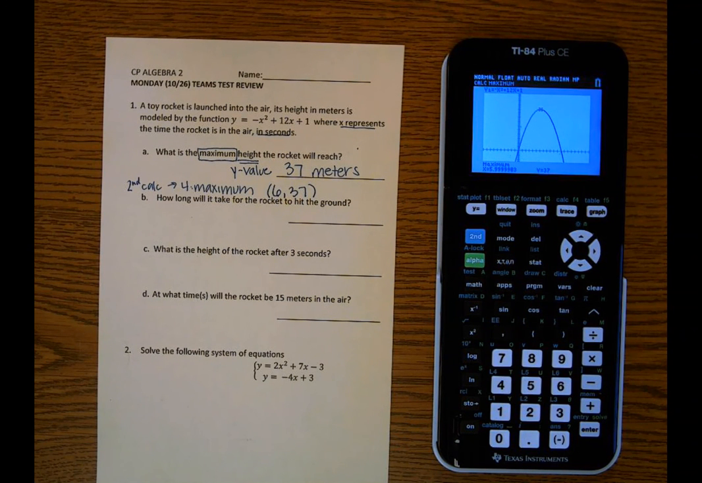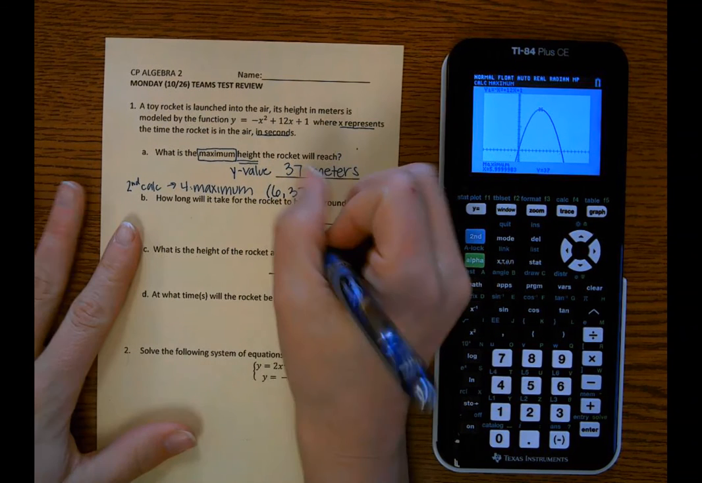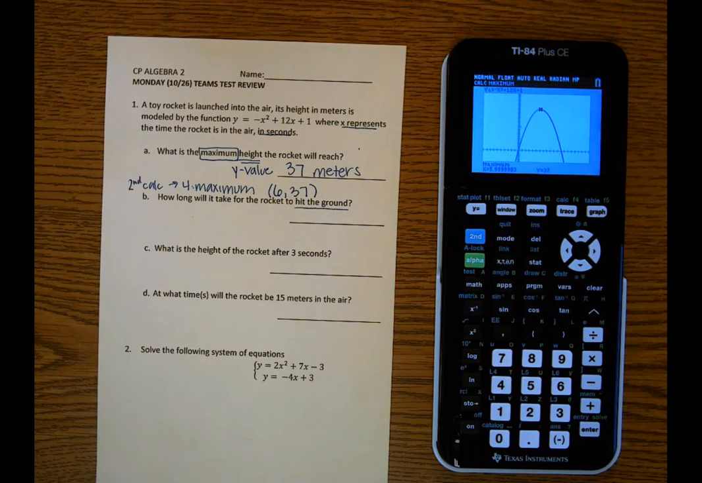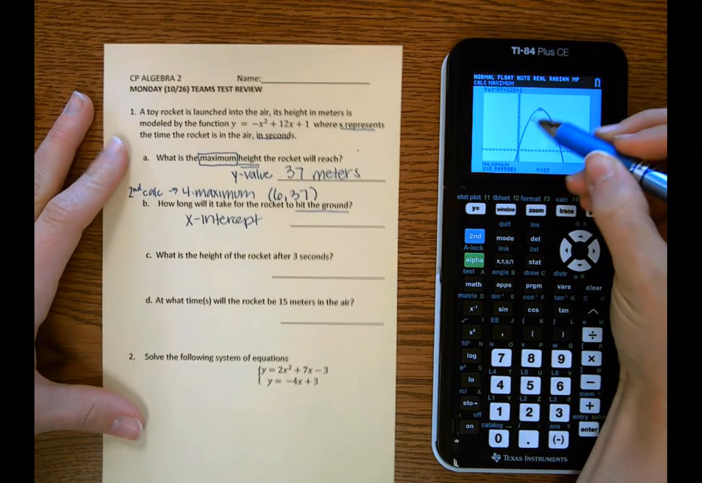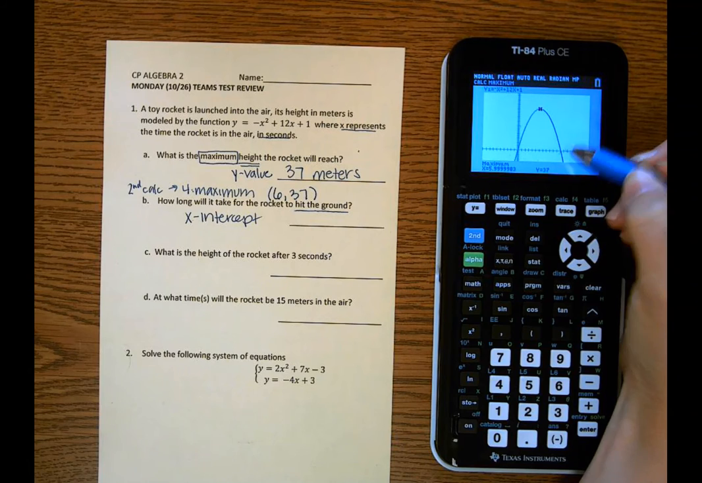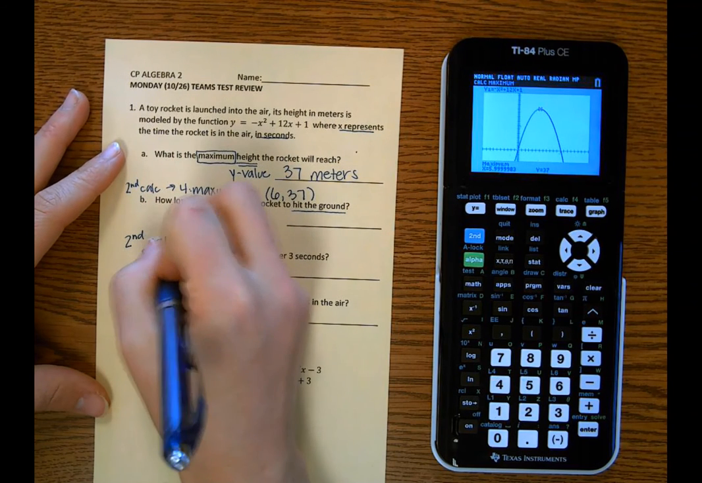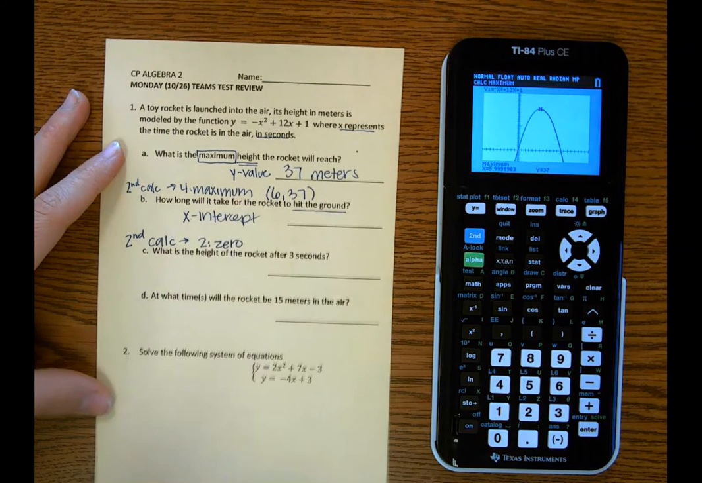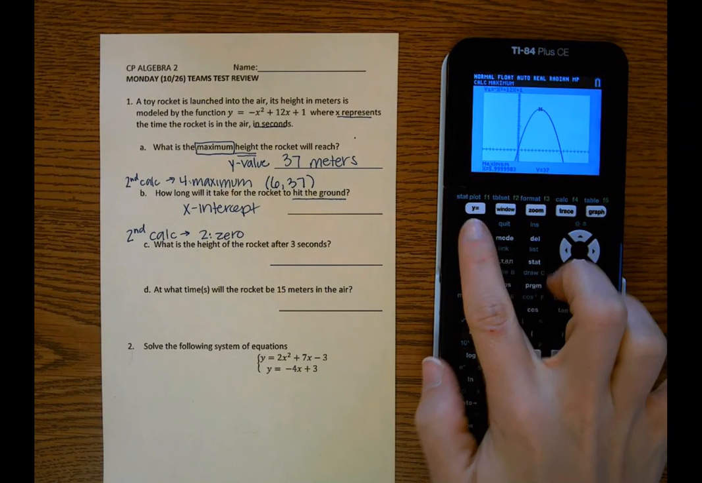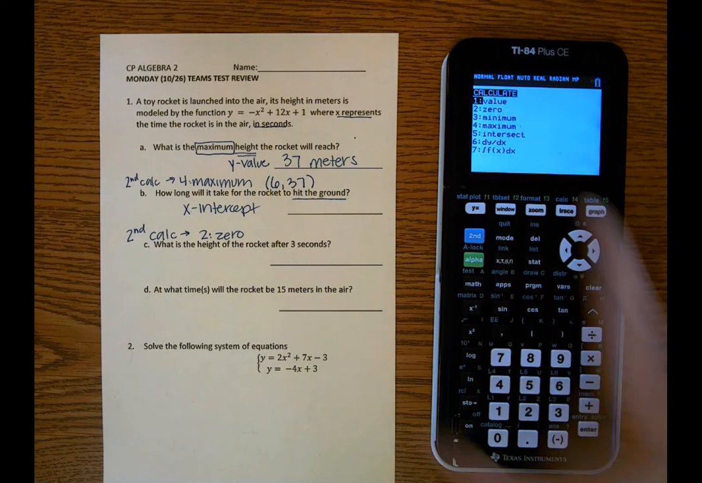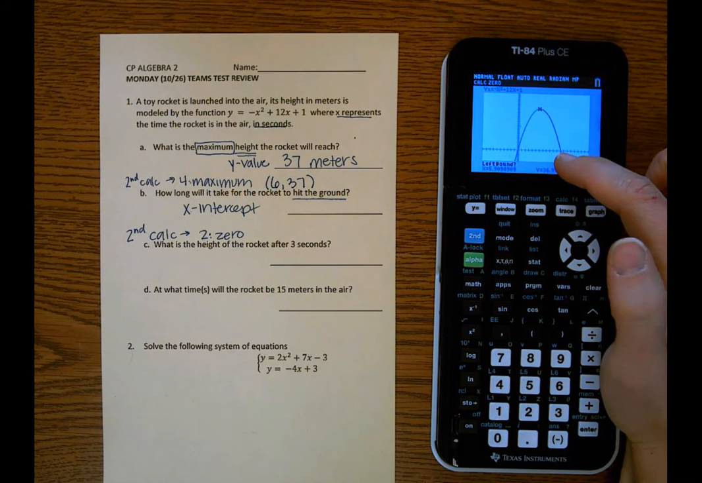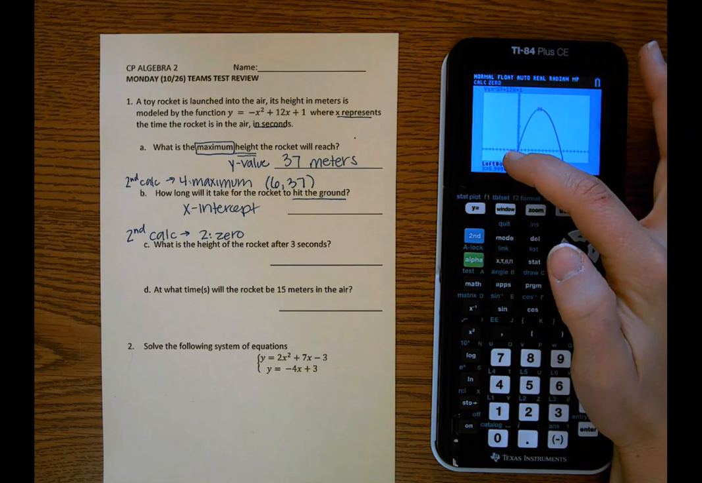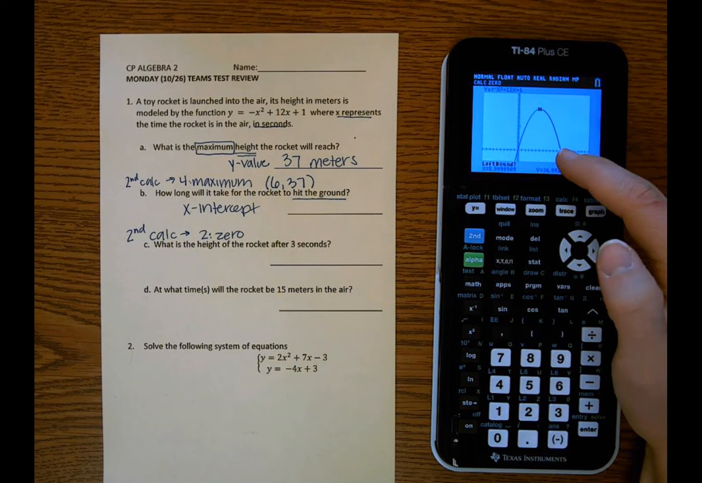All right, so then part B says, how long will it take for the rocket to hit the ground? Hit the ground is a common phrase for which type of value that we're looking for? X-intercept, right? If you think about your graph, it's flying in the air, and it hits the ground over here, which is an x-intercept. To solve for the x-intercept, I hit second calc, and then number 2, zero. So I hit the blue button, which is my second, and then I hit the trace button, which makes calc. Then I'm going to go down to number 2, zero. Now I'm looking for this x-intercept here. I don't care about this one because this one is negative, and time can't be negative.